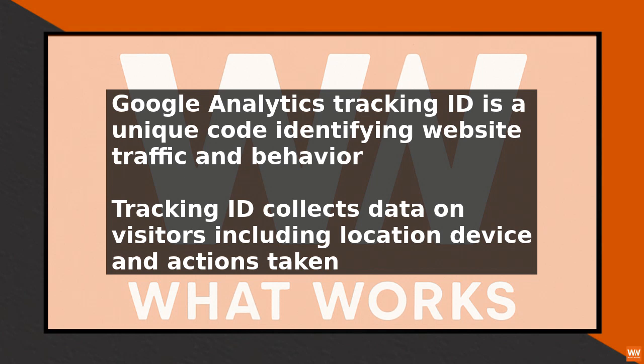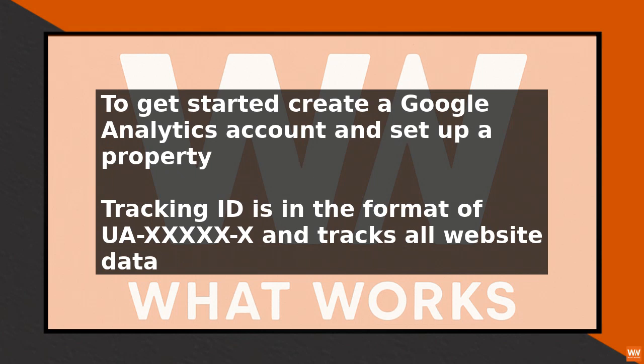A Google Analytics Tracking ID is a unique code that is used to identify your website and track its traffic and behavior. This ID is used to collect data on your website's visitors, including their location, device, and actions taken on your site. To get started, you will need to create a Google Analytics account and set up a property for your website. Once you have done this, you will be given a tracking ID, which will be in the format of UAXXXXXX.